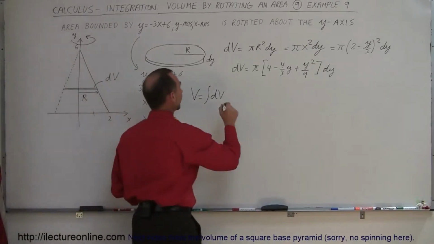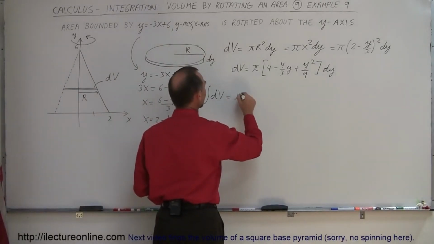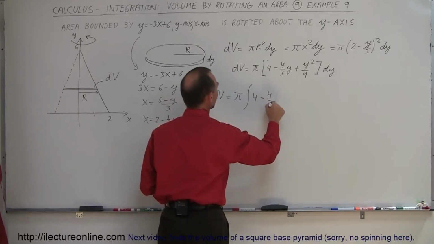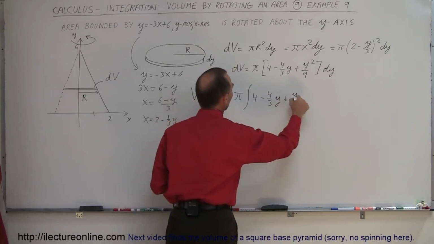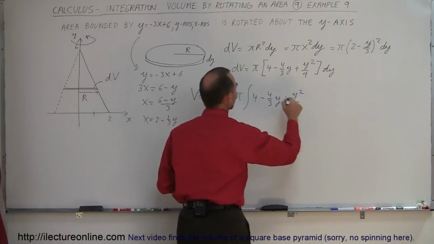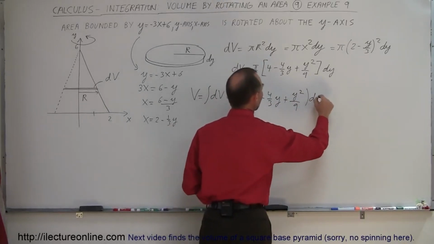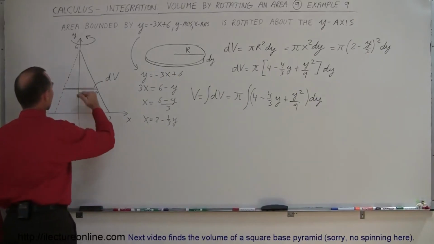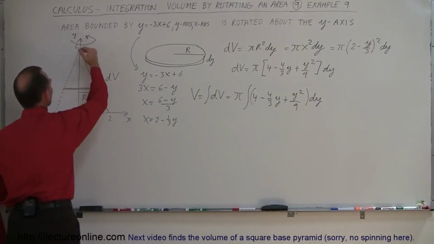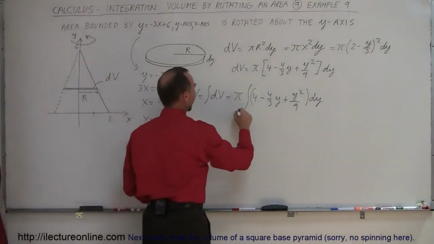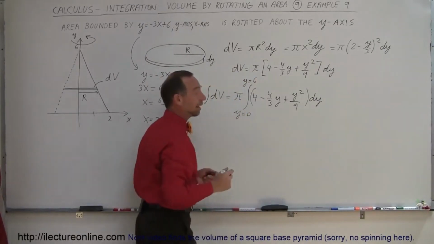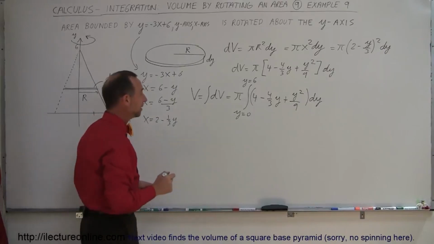And so that means that this is equal to, we take the pi outside the integral sign, pi times the integral of 4 minus 4/3 y plus y squared over 9. The whole thing multiplied times dy. And now I need my limits of integration. I'm going to integrate all the way from the bottom to the top of the cone, all the way from 0 to 6. So our limits are y equals 0 to y equals 6. Now go ahead and do that integral. That's a fairly easy integral to do.